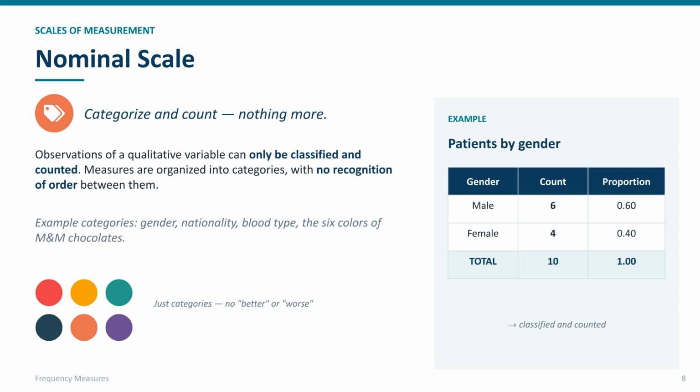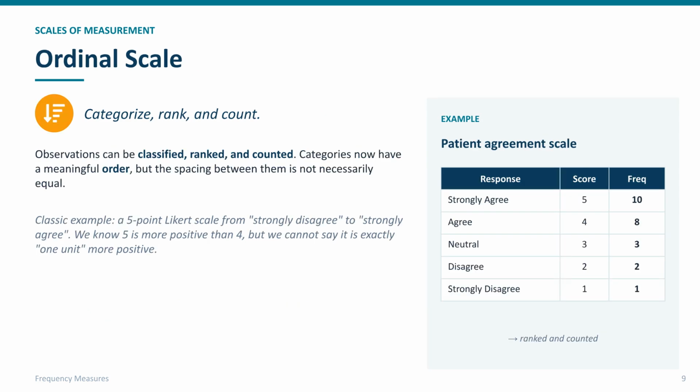Now let's look at the scales of measurement, starting with the nominal scale. Here, we only categorize and count. There is no inherent order, so you cannot rank things as better or worse. Next is the ordinal scale. Observations are still classified and counted, but now they possess a meaningful order. A common example is a Likert scale, where we know one response is more positive than another, even if the spacing between them isn't perfectly equal.